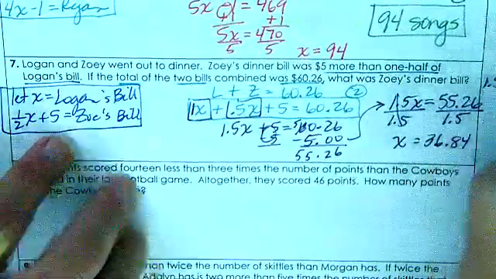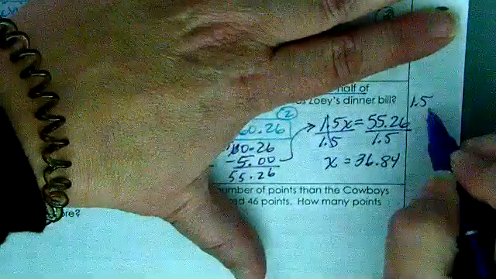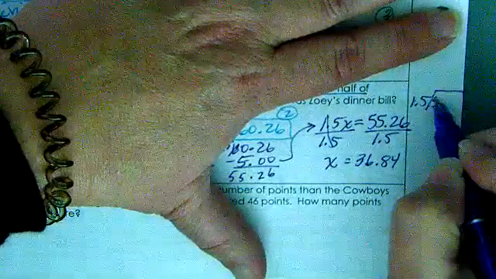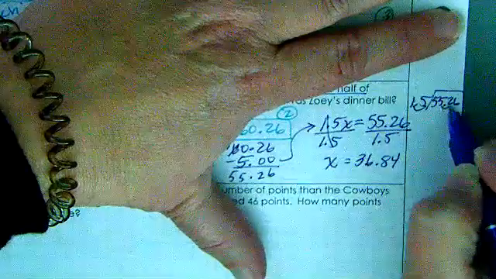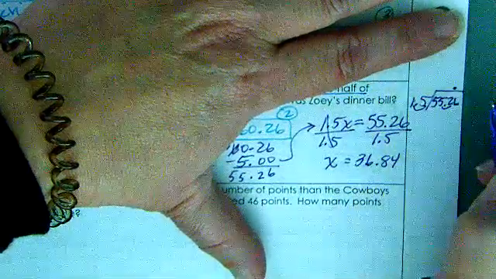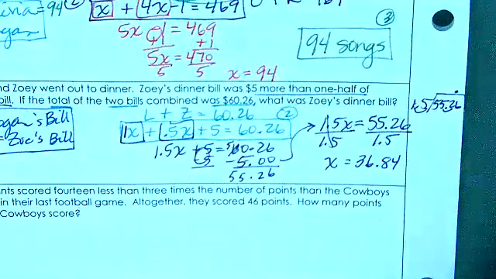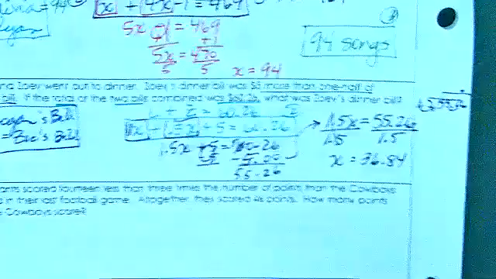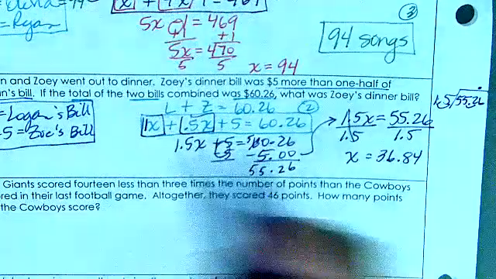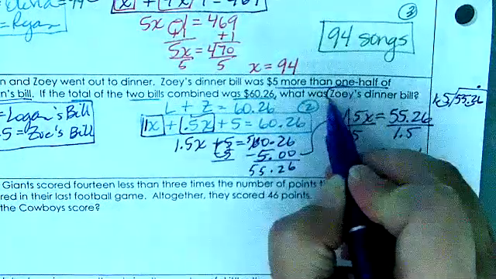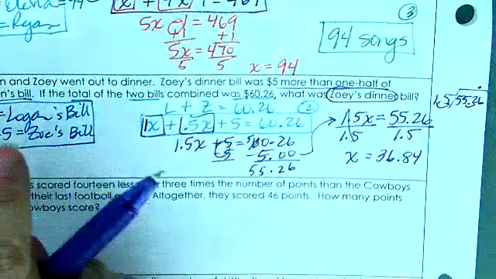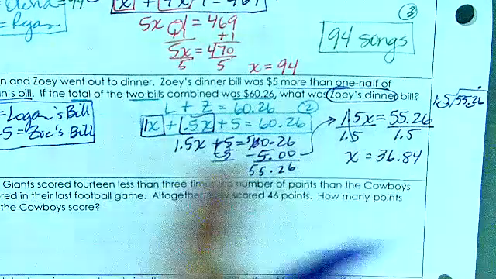So I'm going to have 1.5 on the outside and 55.26 here. Got to move the decimal once, got to move the decimal once. So my decimal is located here. And then you would do that long division off to the side. Now it wants to know what was Zoe's dinner. So I'm looking for Zoe's dinner. Oh, that's this one. So I've got to take this number and plug it in.